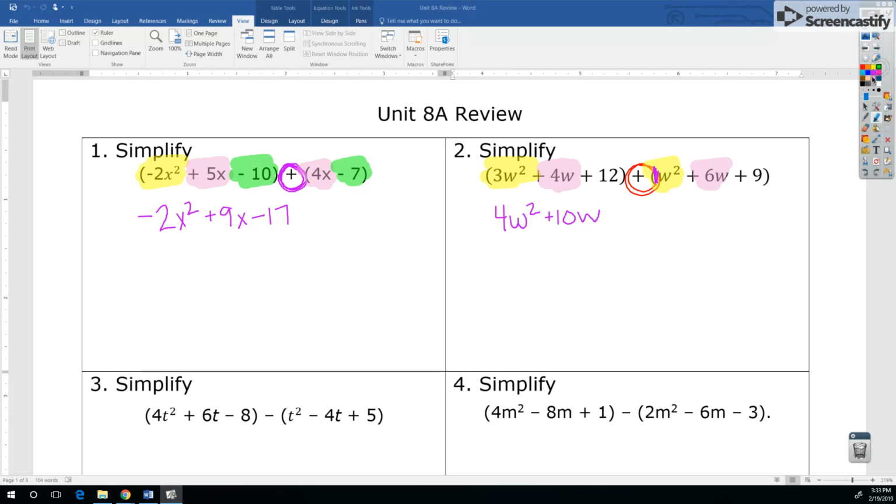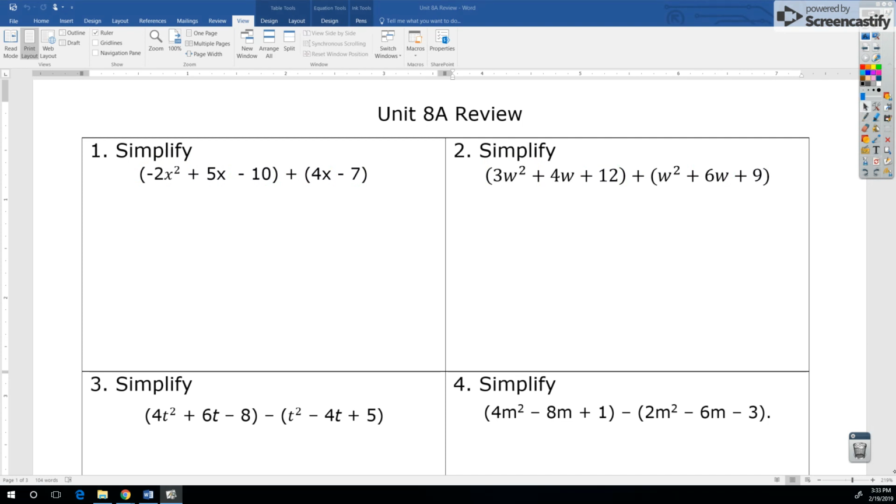And last, I have my constants. So I have 12 plus 9, which gives me 21. Again, my answer's in descending order of powers. W squared plus 10w to the first plus my constant 21.